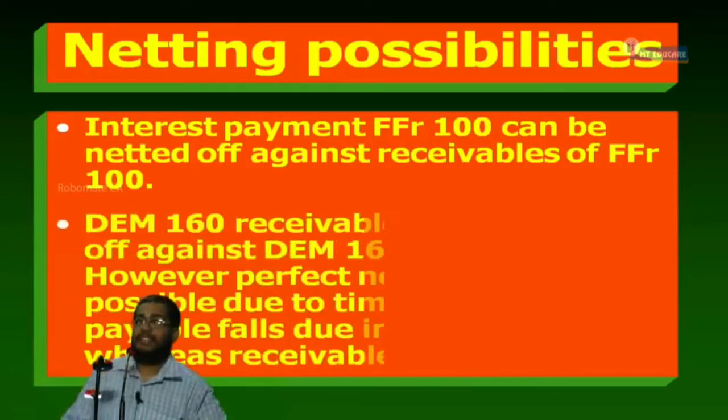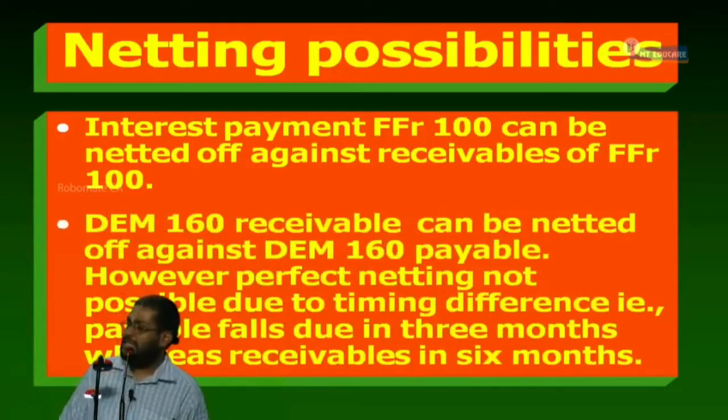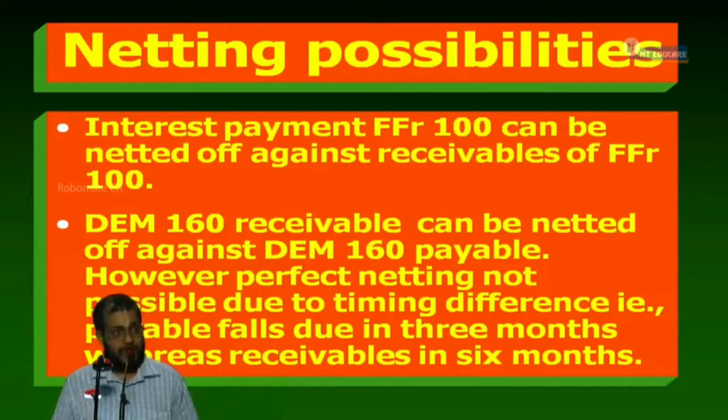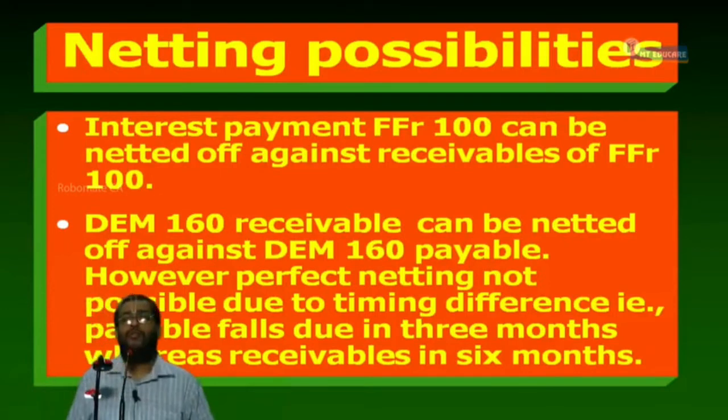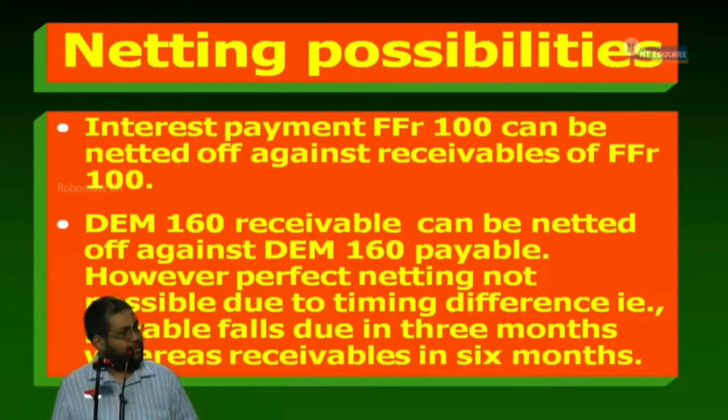Okay. Now, next, the Deutschmark 160 receivable can be netted off against the Deutschmark 160 payable. However, perfect netting is not possible due to the timing difference. That is, the payable falls due in 3 months, the receivable in 6 months. Right or not? Now, how to tackle the timing difference is the main issue here. Everybody, can I proceed?